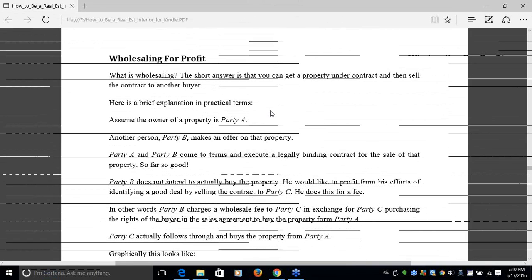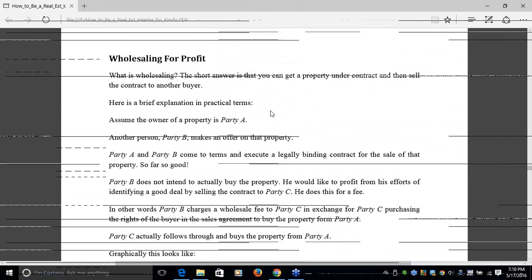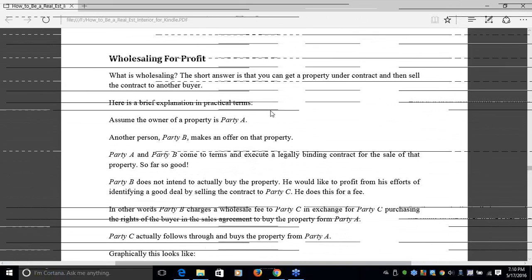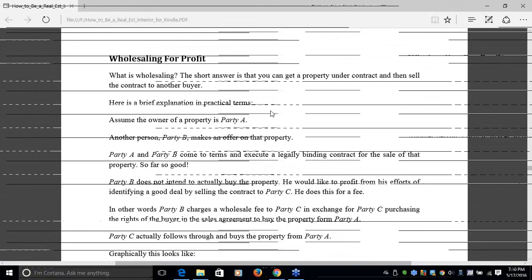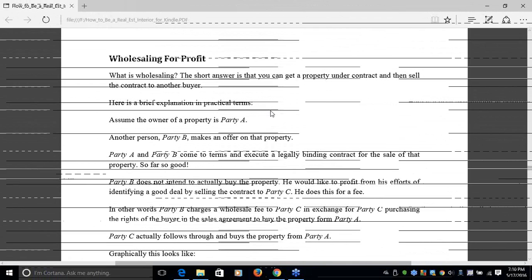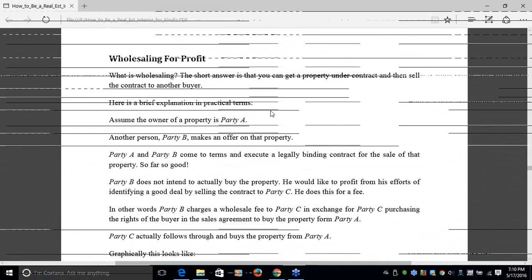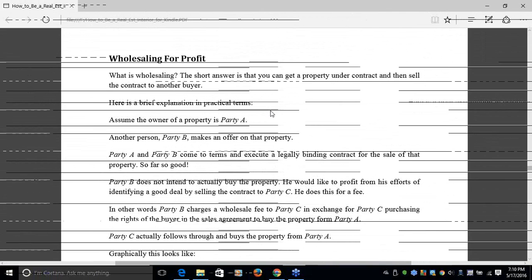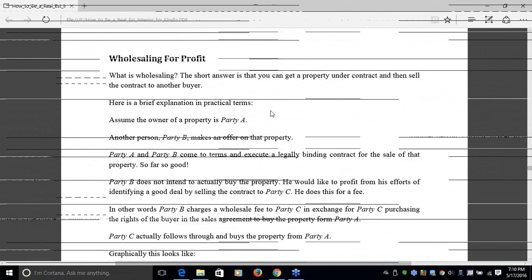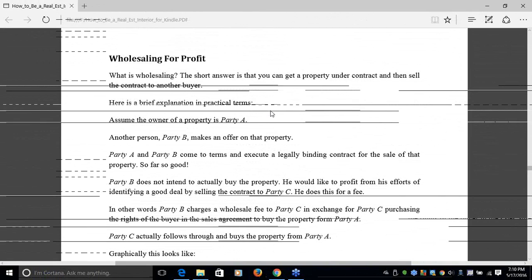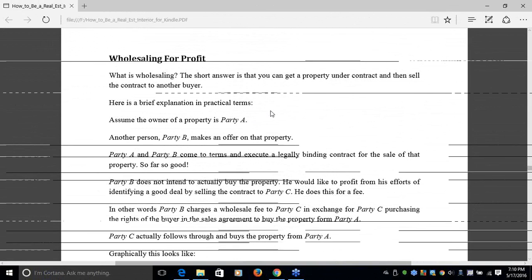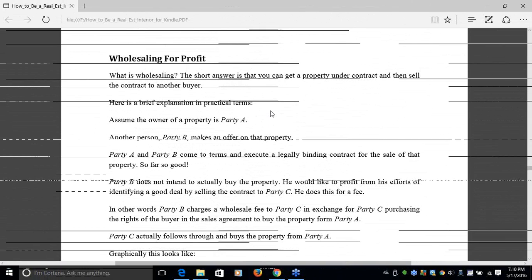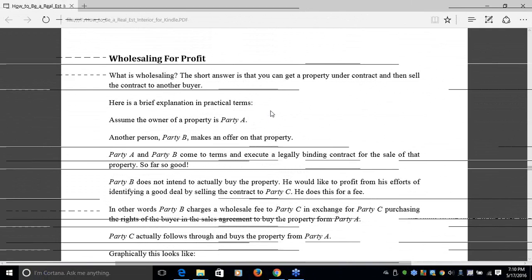The A circle represents party A in a transaction. In this case, that's the seller, someone who's actually selling a property. Party B is initially the person who makes the offer and gets the property owned by party A under contract. So now party B, for all intents and purposes, is the buyer who has the property under contract that's owned by party A. Now, here's where things get a little bit different. Party B does not intend to actually take ownership of the property.